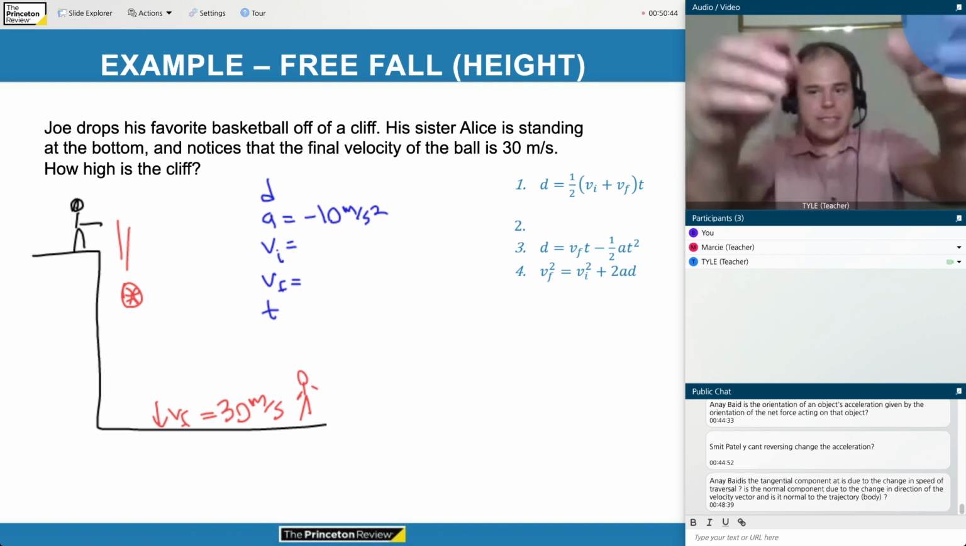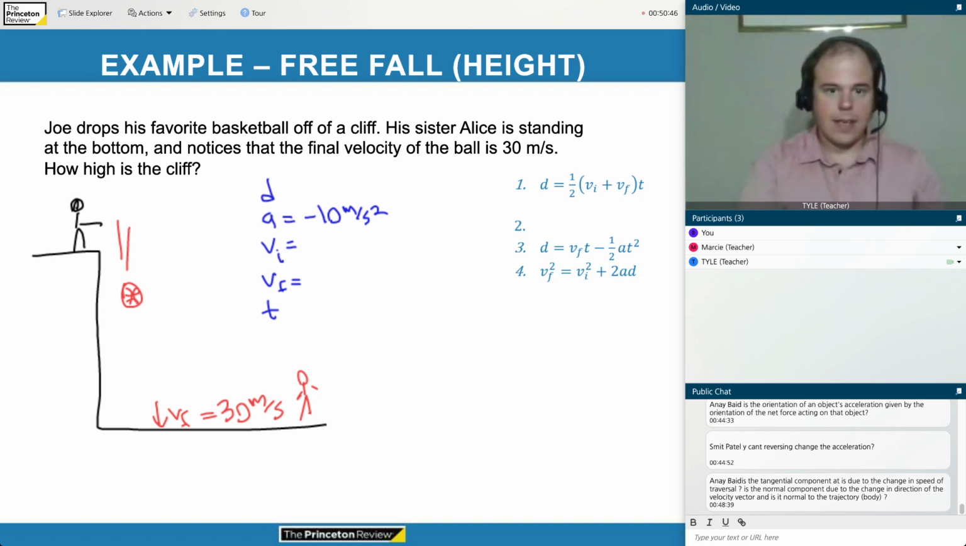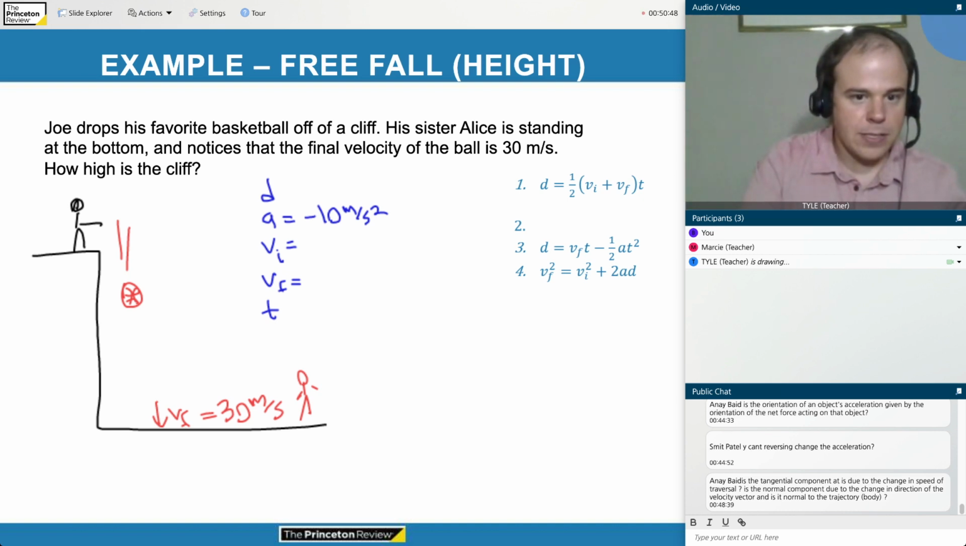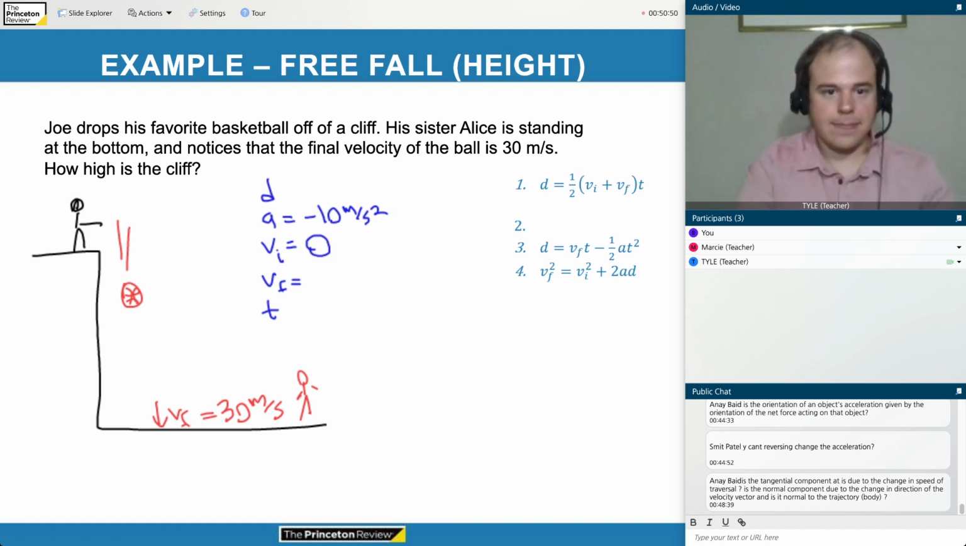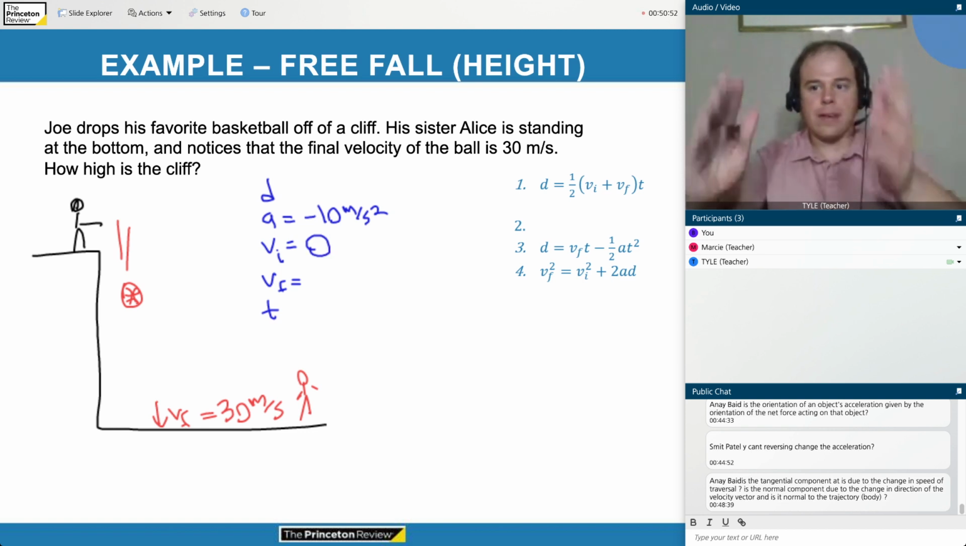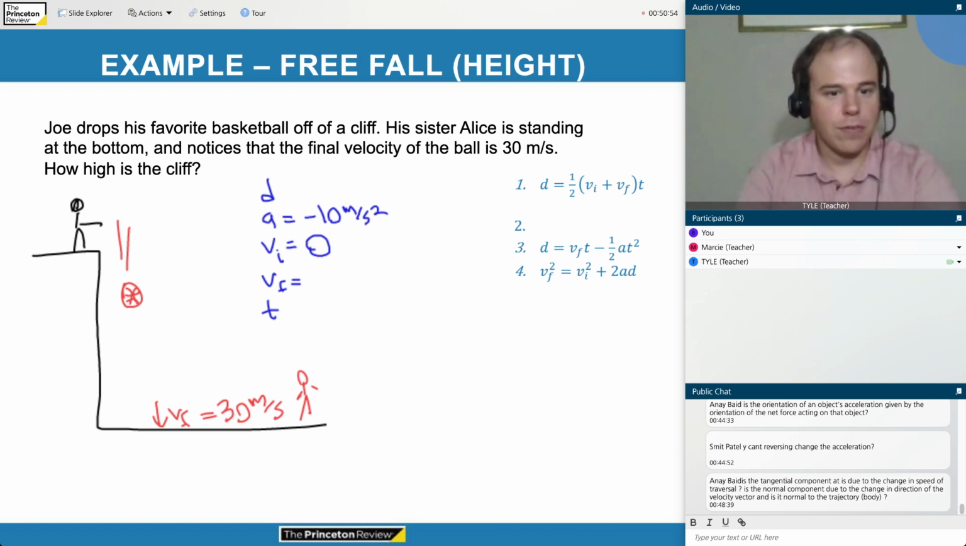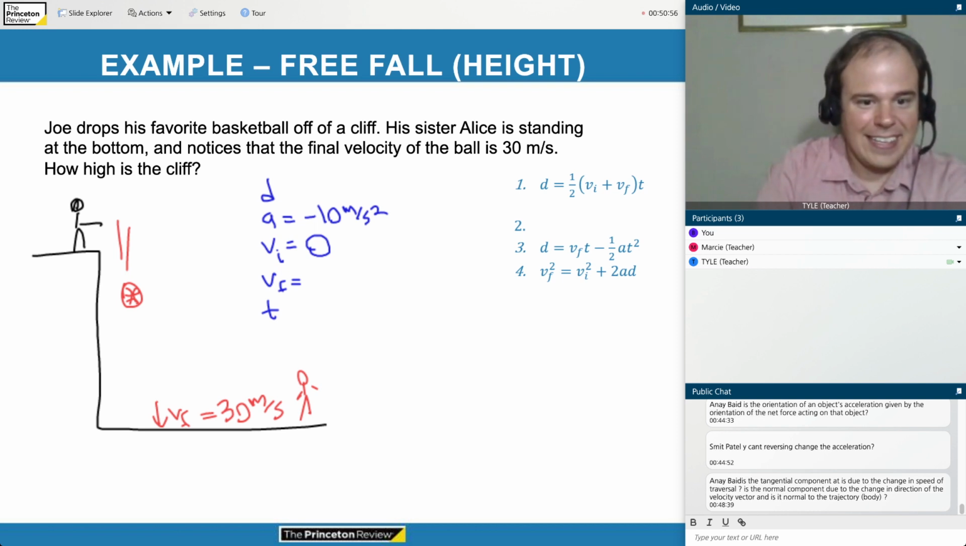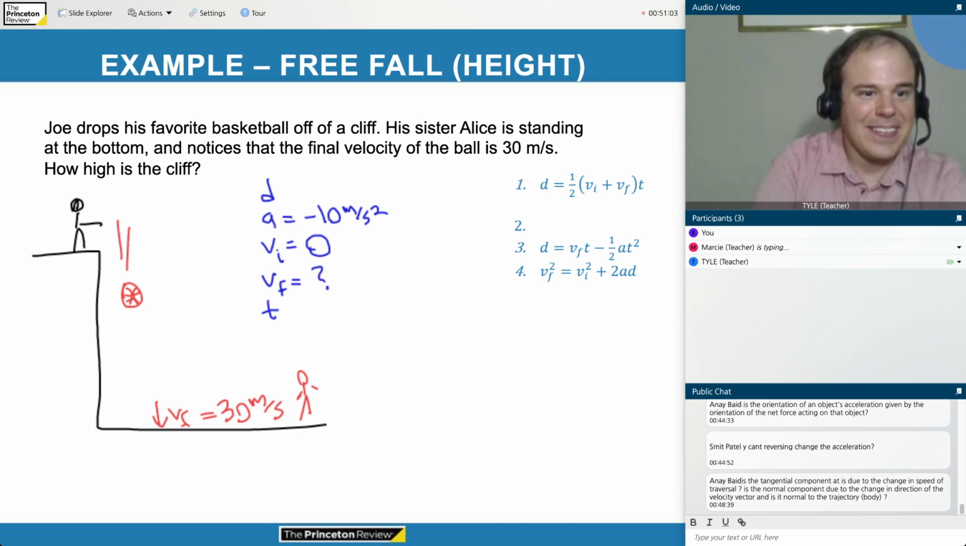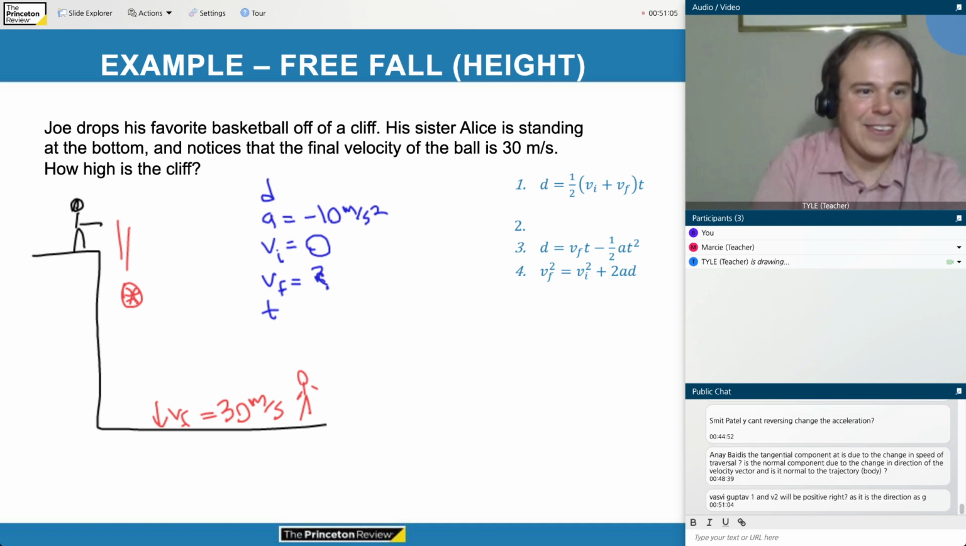Do we know the initial velocity of the basketball? The problem just said he dropped it. So if it just says he dropped it, we can assume that means he dropped it from rest. Otherwise, it would have said he threw it with some velocity up or down or forward. Okay. The final velocity is the thing that the question asks us, or whoops, I'm sorry. No, Alice saw that the final velocity is 30 meters per second.